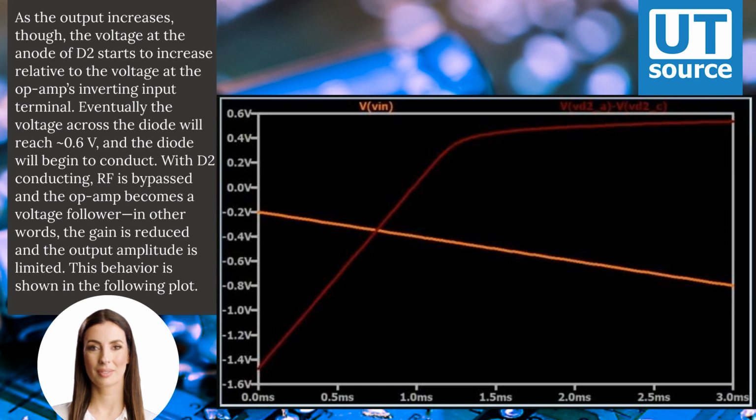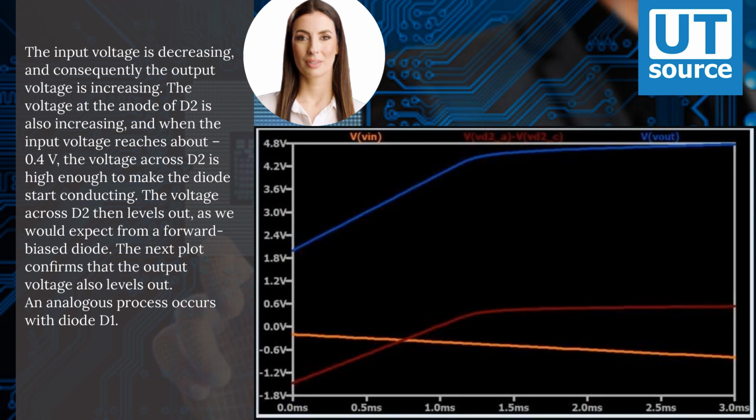This behavior is shown in the plot. The input voltage is decreasing, and consequently the output voltage is increasing. The voltage at the anode of D2 is also increasing, and when the input voltage reaches about 0.4 V, the voltage across D2 is high enough to make the diode start conducting.